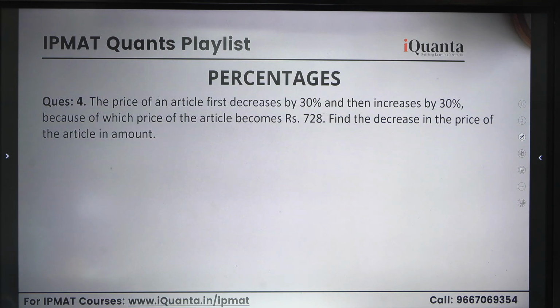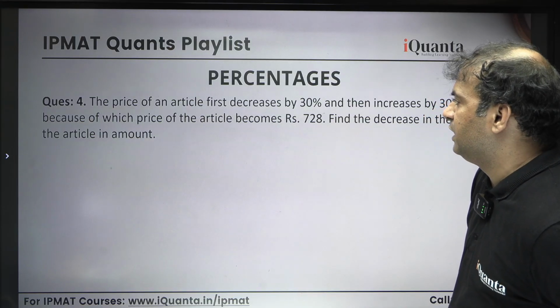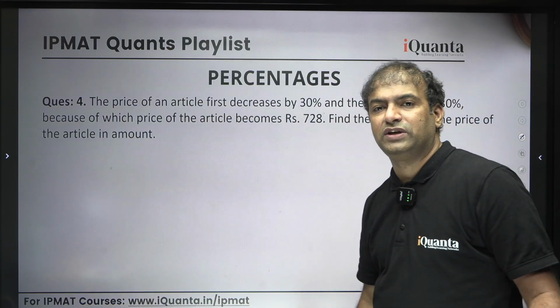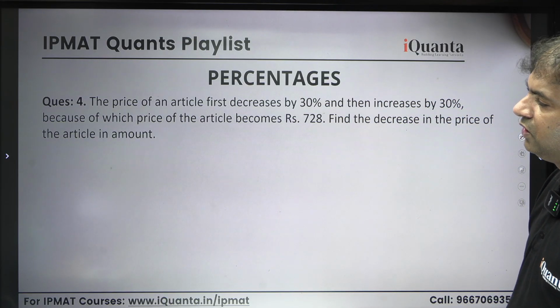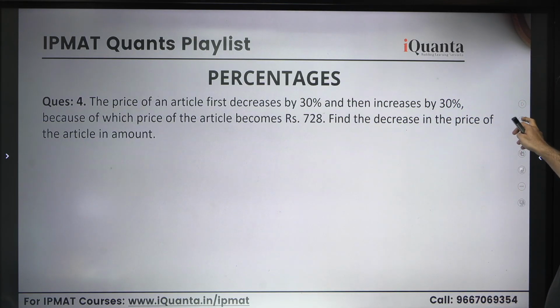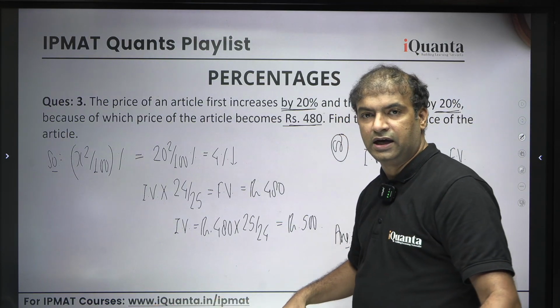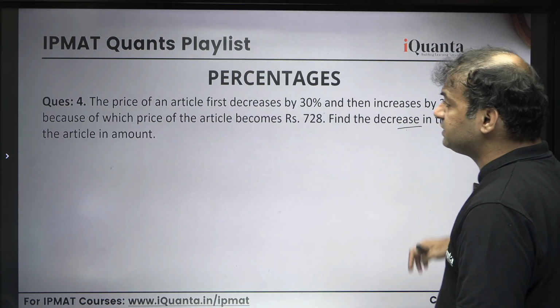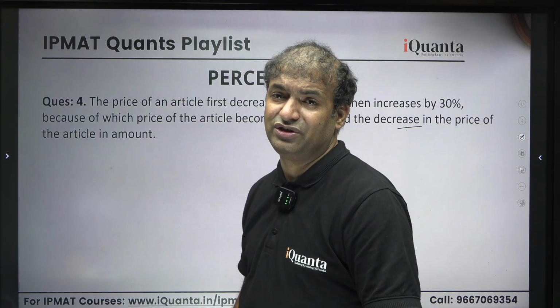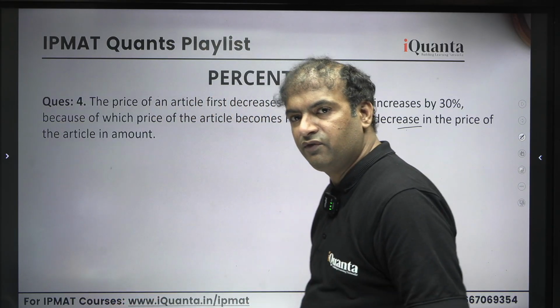Alright guys, in this series there is one more very nice question, right? The question says that the price of an article first decreases by 30% and then increases by 30%, because of which the price of the article becomes rupees 728. Now we need to find the decrease in the price of the article in amount. Okay, so guys, in the last question, almost a similar kind of question, we had to find the original price of the article, right? And in this question, we had to find the decrease in the price of the article. We don't have to find the initial price, we have to find the decrease in the price. Okay, so almost the same way we can do that.